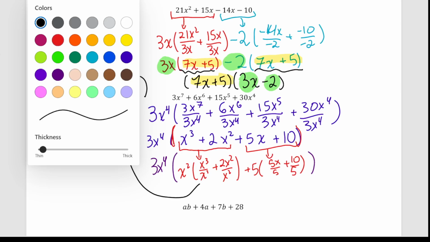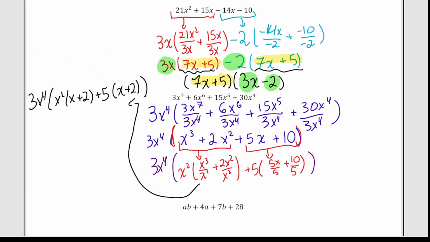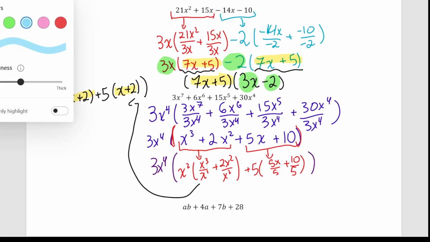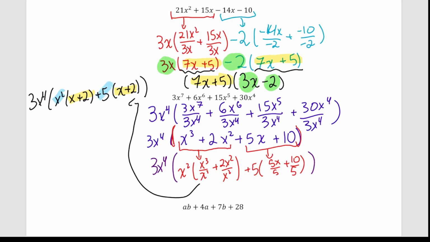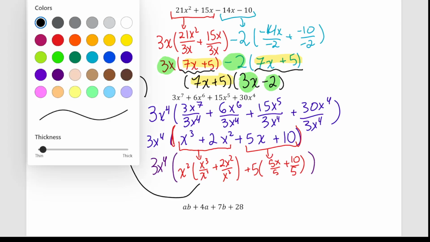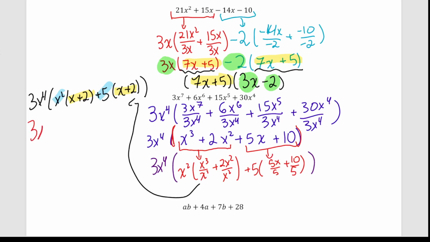And now within this parenthesis, we're going to have that they have x plus 2 in common. And then they have an x squared plus 5 still hanging out on the outside to make a final answer. That 3x to the 4th is still going to drop down. One parenthesis of what's the same, which is that x plus 2. And the other parenthesis of what's different, which is the x squared plus 5.